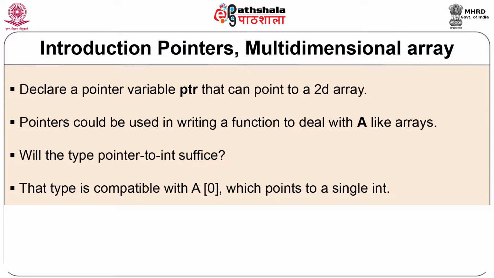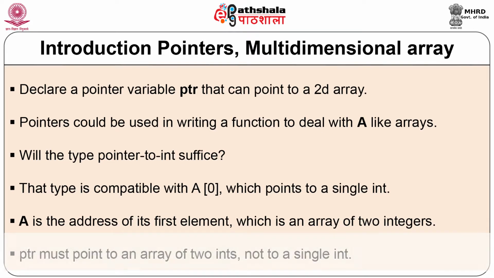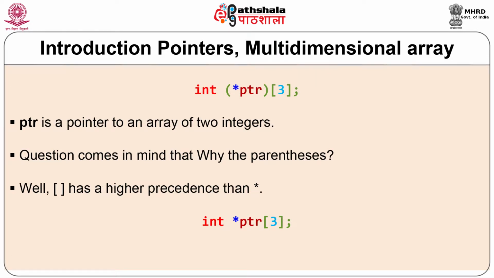That type is compatible with A[0], which points to a single integer. But A is the address of first element, which is an array of two integers. Hence, pointer must point to an array of two integers, not a single integer. This way, you can understand difference between pointer and multidimensional array. Here is what you can do to define pointer: int (*ptr)[3].